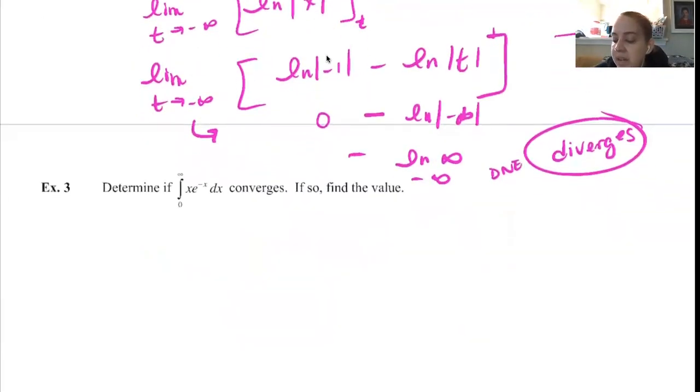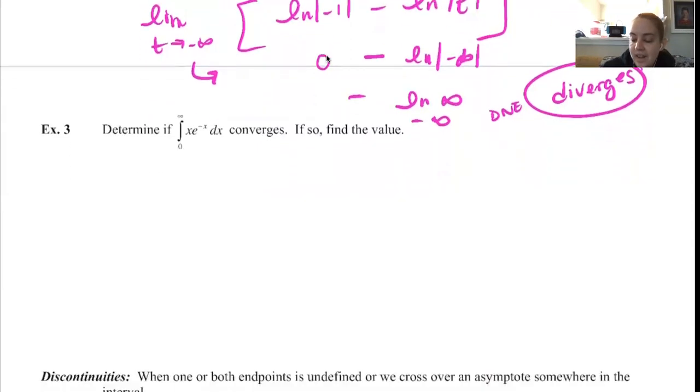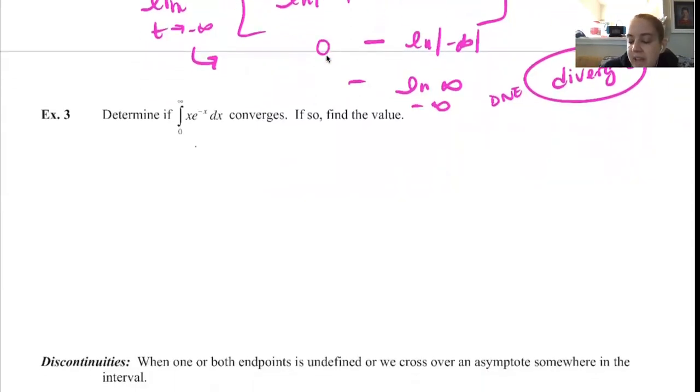Example 3, determine if the integral from 0 to infinity of x e to the negative x converges. If so, find the value. Now, that infinity, I know it's a definite integral, but your calculator is not going to help you out here. The first thing I would look at is u substitution. I'd say that u is negative x, and I would say that du is negative 1 dx. So this kind of looks like it would be e to the u. I could put in a negative du, but now I have this extra x hanging out in the front, and that's not going to work. I could replace it up here with a u because they're the same thing. So this one isn't u substitution, but what would this be? We just learned about this recently.